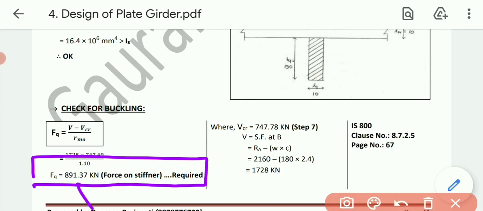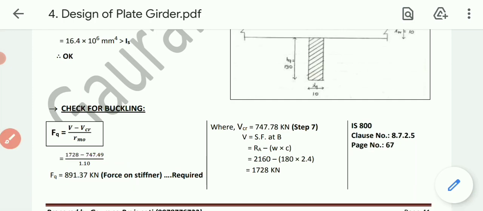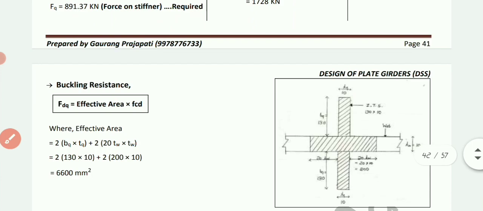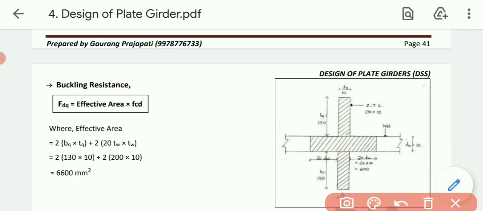That indicates the force on the stiffener. That is our requirement now. This requirement will be satisfied by the buckling check, that is nothing else but the compression force, like we always do in case of the stiffener. So buckling resistance FQD is effective area into FCD.